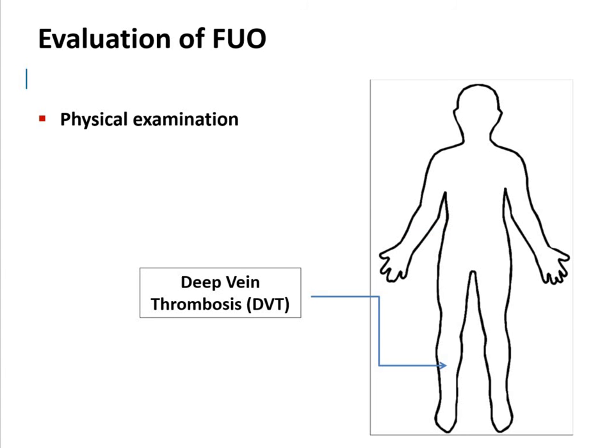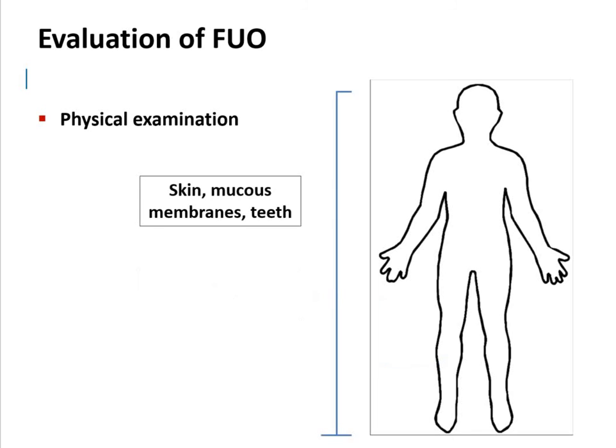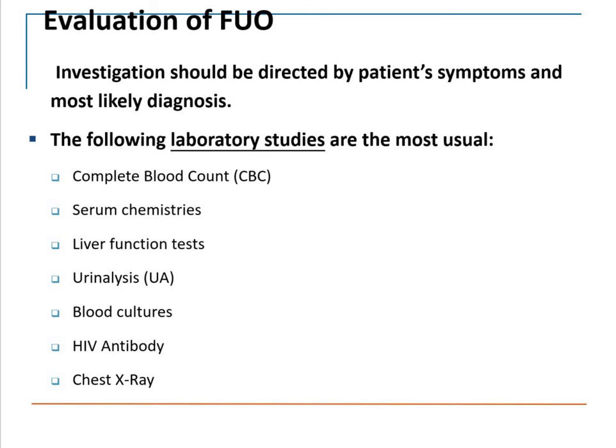Deep vein thrombosis is a very common reason of pulmonary embolism, and of course you should exclude this disease in patients with syndrome of fever of unknown origin. Examination of skin, mucous membranes, teeth is also very important. So, evaluation of fever of unknown origin.